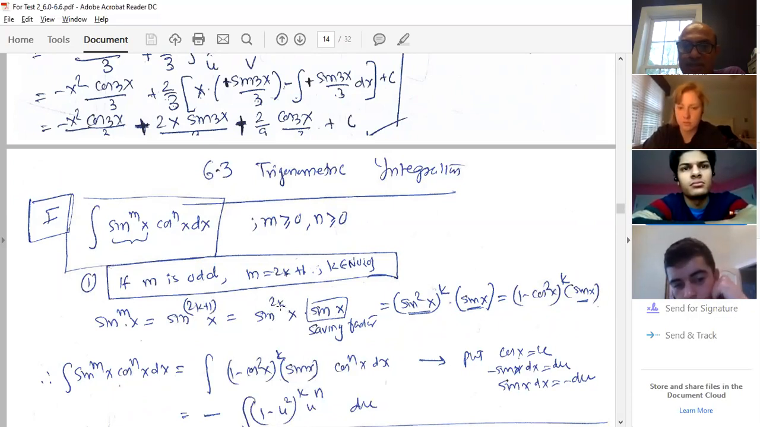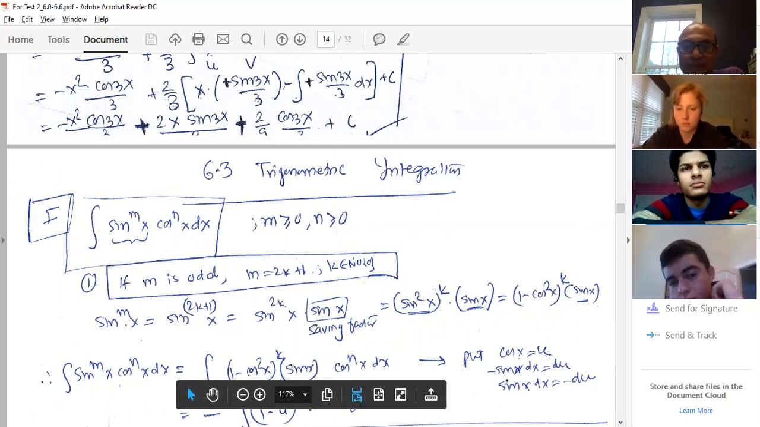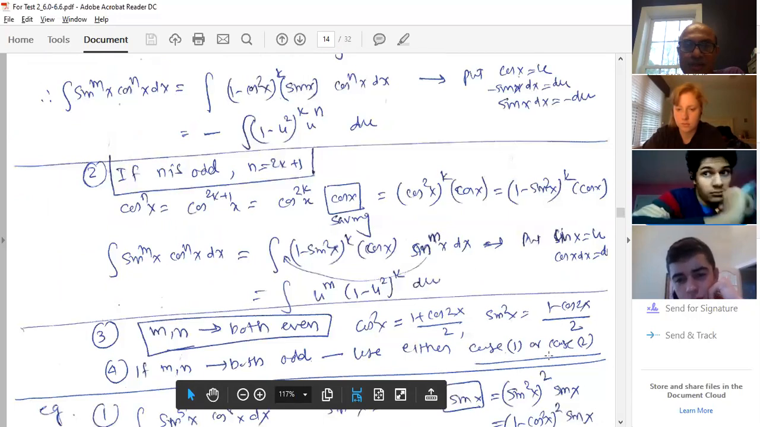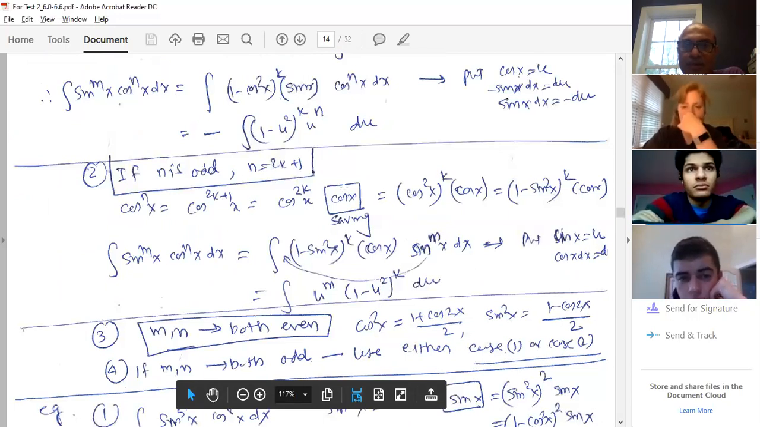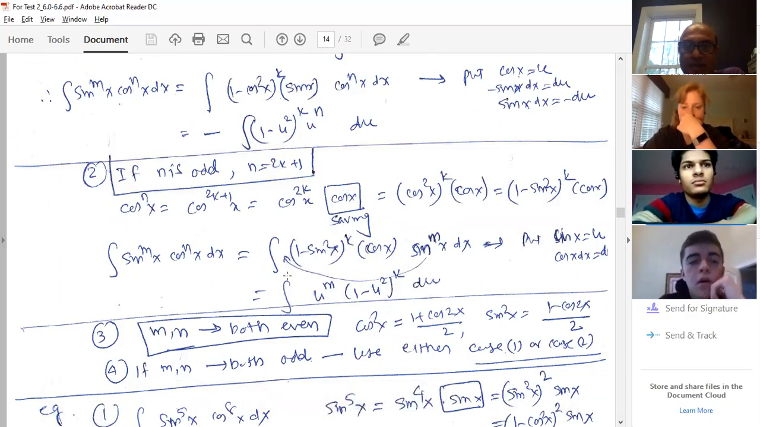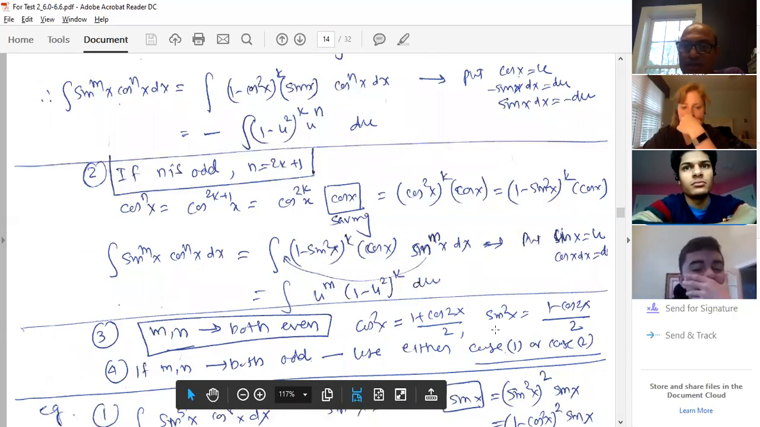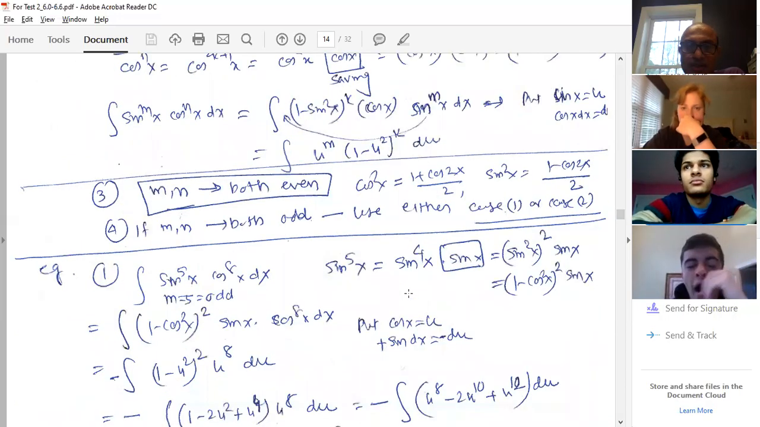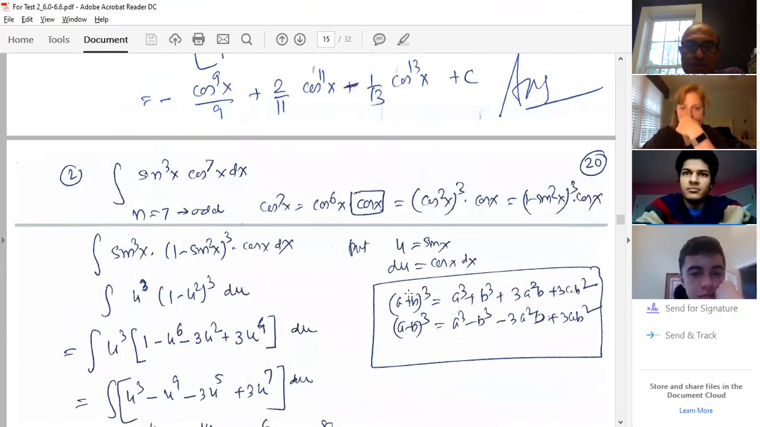And this sine to the power 2k can be written as sine square x to the power k, and sine square x is 1 minus cosine square x, and that cosine x is your u. Exactly the reverse process over here. When your n is odd, the cosine factor is the saving factor. When m and n are both even, cosine square x and sine square x can be written by the trig formulas, 1 plus cosine 2x over 2 and 1 minus cosine 2x over 2. And if m and n are both odd, you can go for case 1 or case 2, and then after that we solve a couple of examples based on this.